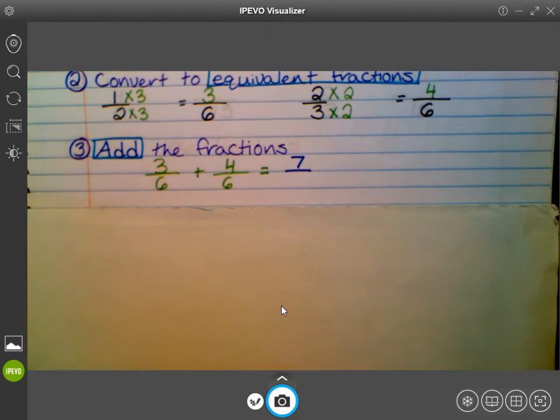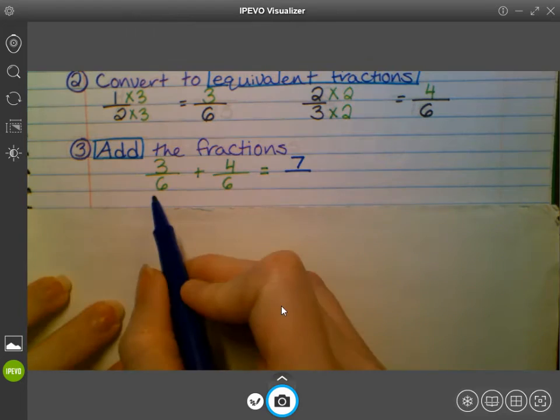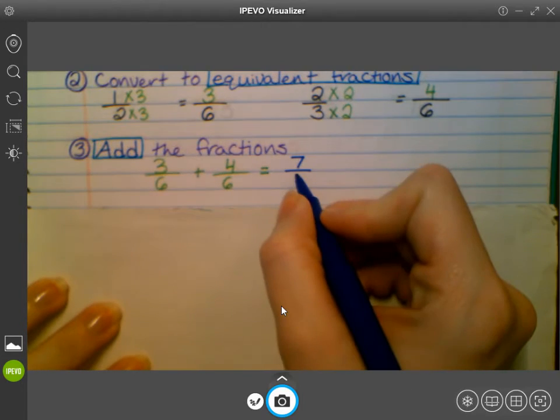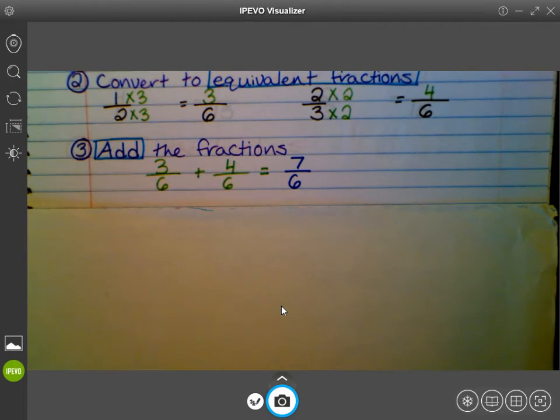Raise your hand if you can tell me what we do with the denominators. What do we do with the denominators? Do we add them? Michael, what do we do? We keep it the same. These are 6. So this is 6. So 3/6 plus 4/6 equals 7/6. Equals 1 and 1/6.